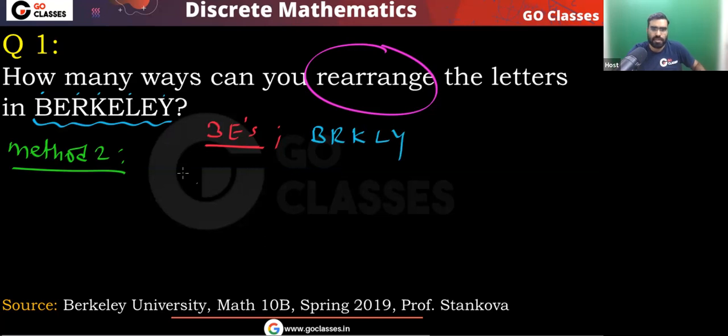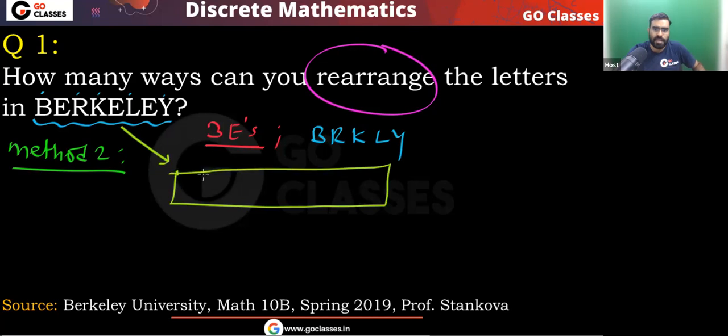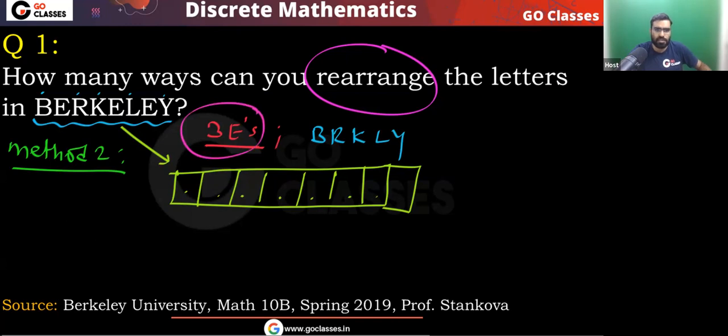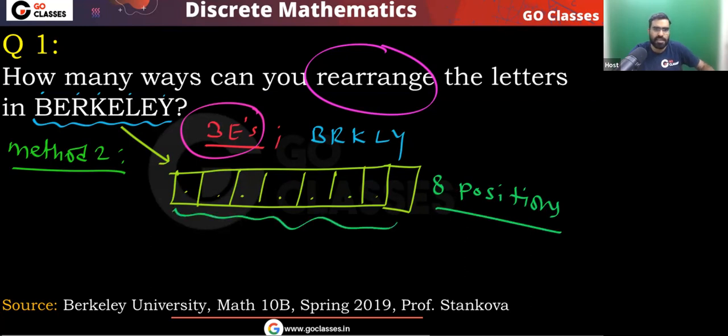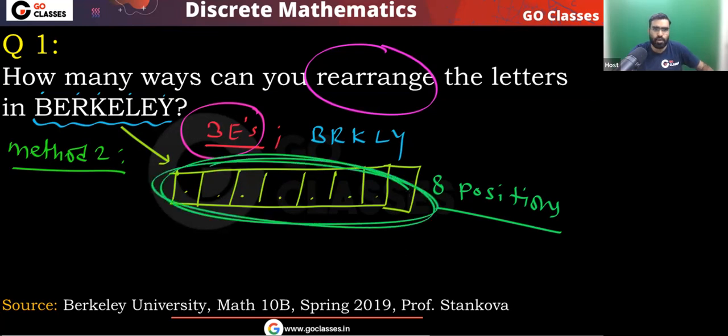In method number 2, first of all, in any permutation, how many positions are there? In any permutation, a total of 8 positions are there, right? 1, 2, 3, 4, 5, 6, 7, 8. Now, how many positions do we need for E? There are a total of 3 E's. Whatever arrangement you take, in any arrangement, there are a total of 8 positions.